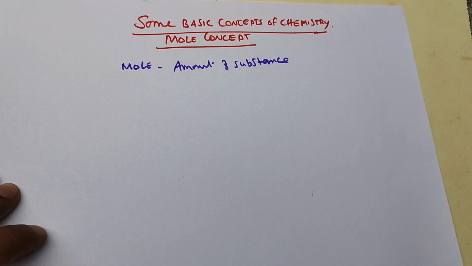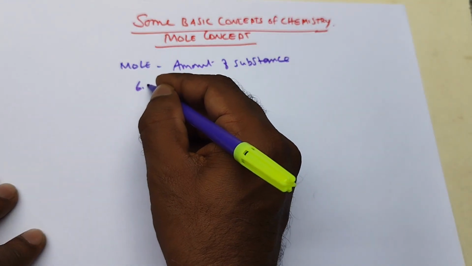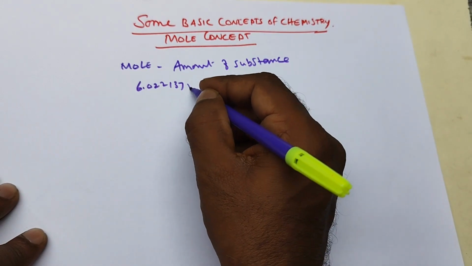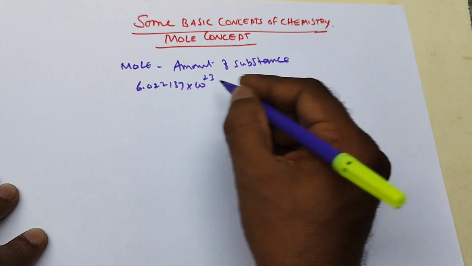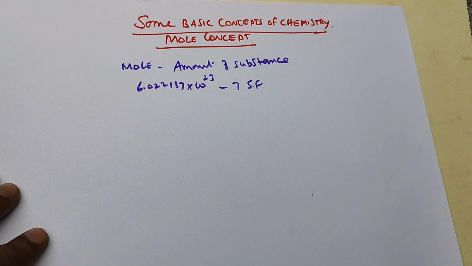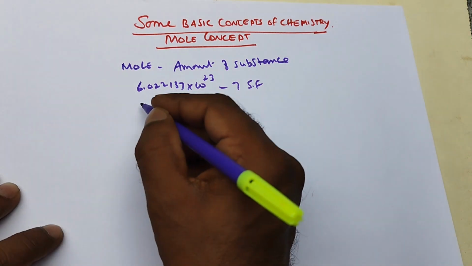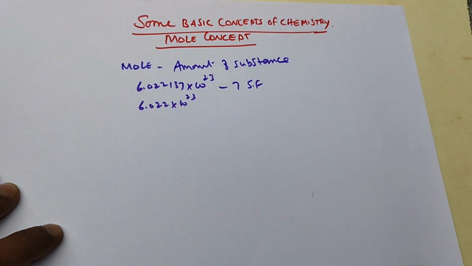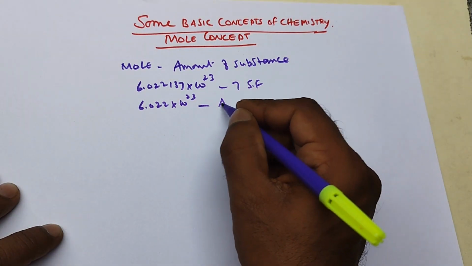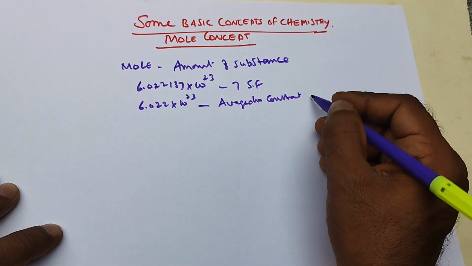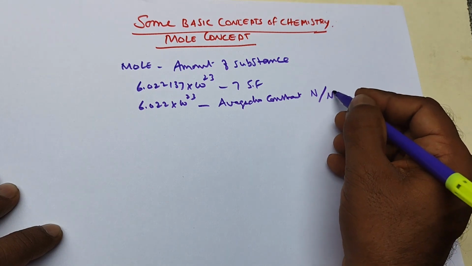So, this number has been experimentally determined and found to be equal to 6.022137 into 10 to the power of 23. So normally it is 7 significant figures. However, the value generally used is 6.022 into 10 to the power of 23, called the Avogadro constant or Avogadro number, denoted by the letter N or sometimes Na.